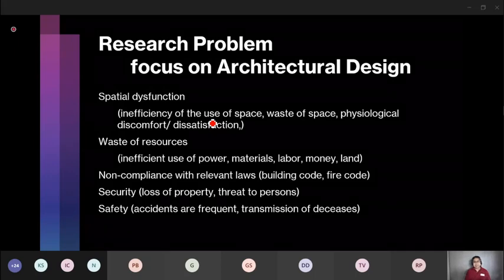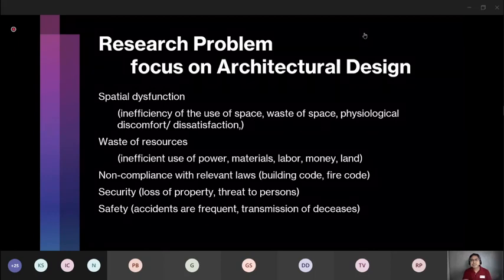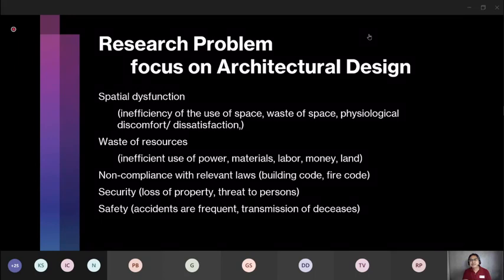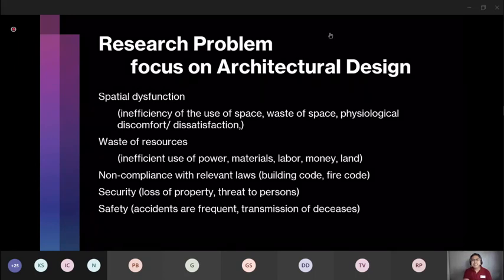Okay, let me just check again if there are some people waiting at the lobby because I hear some sounds. Wait. Any questions, by the way? Any concerns? Any clarifications at this time?